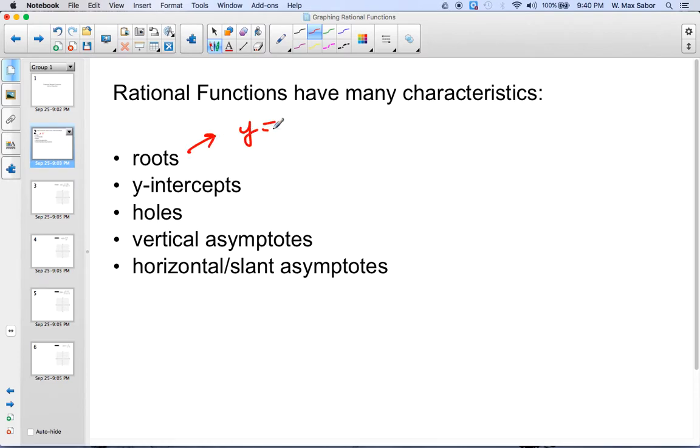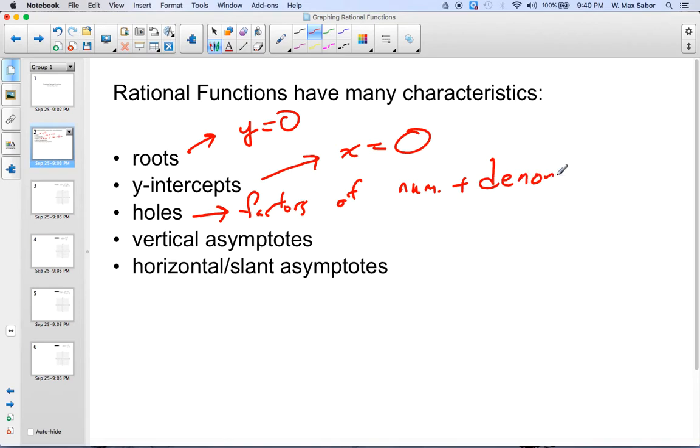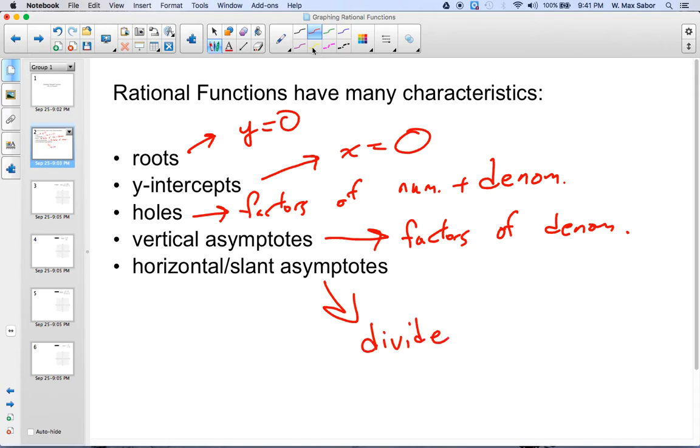A root is when y equals 0, so we set y equals 0. For a y-intercept, we set x equals 0. For a hole, we look at factors of the numerator and denominator that cancel, and that will give us where the holes are. The vertical asymptotes are the other factors of the denominator, and the horizontal and slant asymptotes are the result after we perform the division.